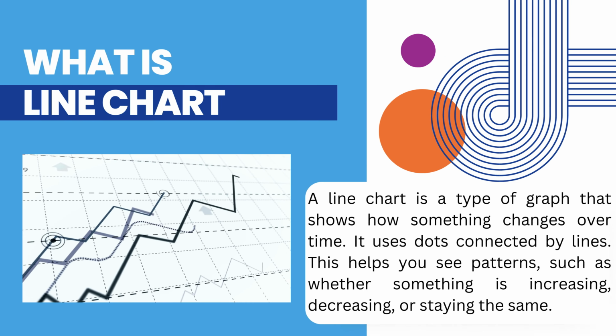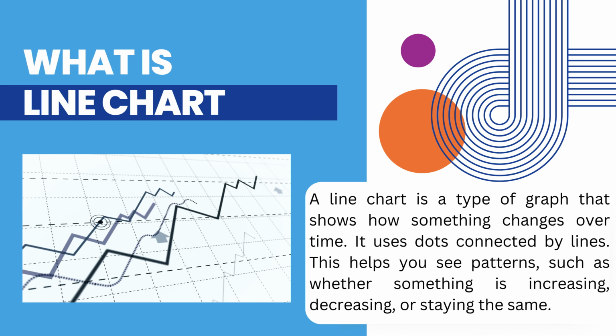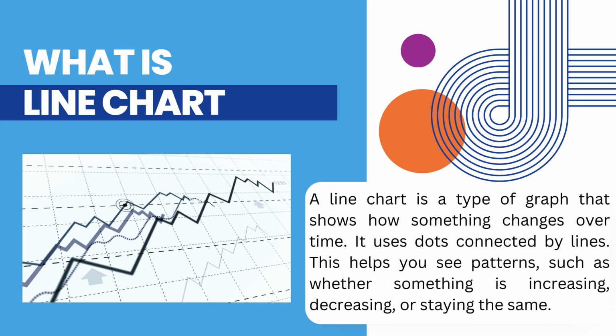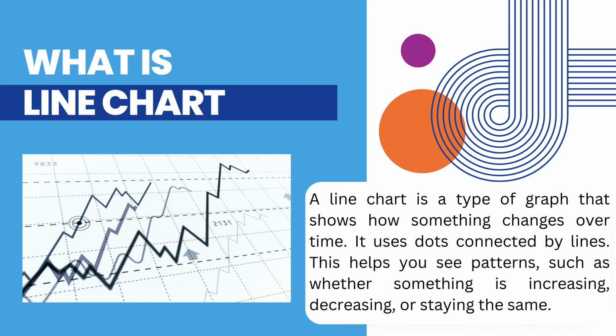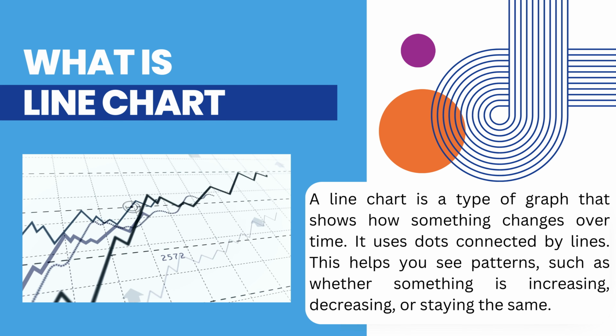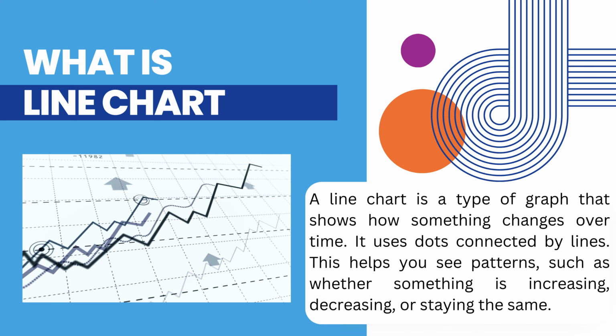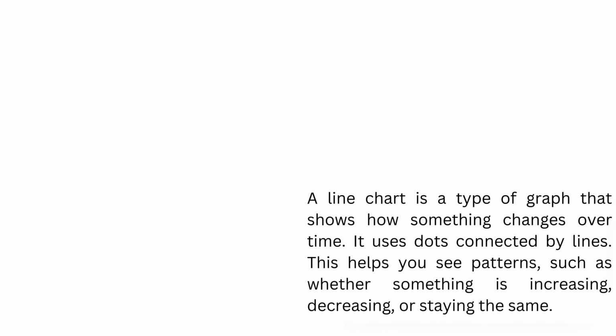A line chart is a type of graph that shows how something changes over time. It uses dots connected by lines. This helps you see patterns, such as whether something is increasing, decreasing, or staying the same.